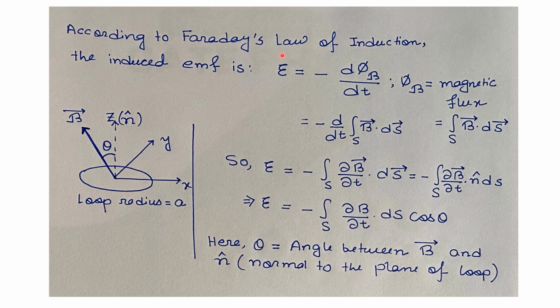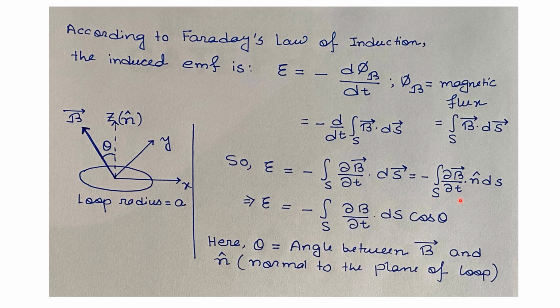According to Faraday's law of electromagnetic induction, the induced EMF is given by E equals minus d phi B by dt, where phi B is the magnetic flux, that is denoted by the surface integral of the magnetic field vector, that is B vector. So induced EMF E is equal to minus d by dt of the surface integral of the magnetic field vector B. We can write this induced EMF as E equals minus of surface integral del B by del t dot product with the elementary surface vector, that is dS vector.